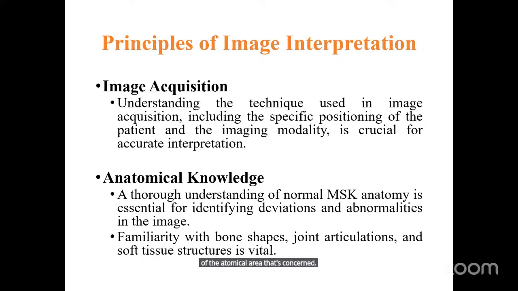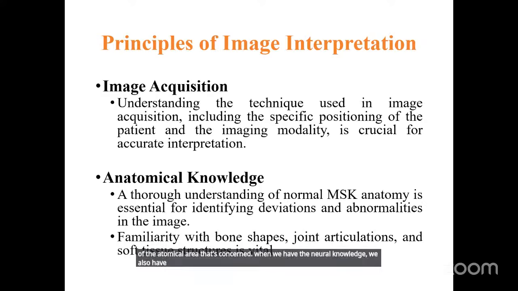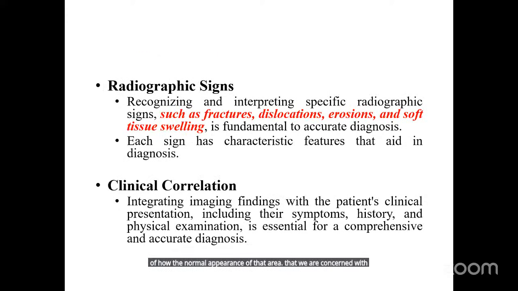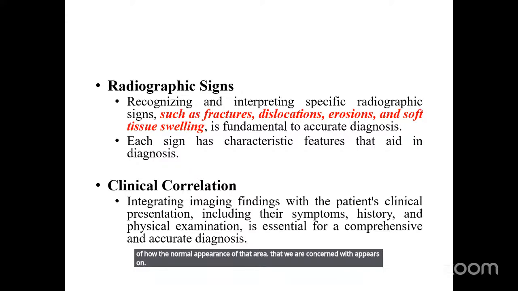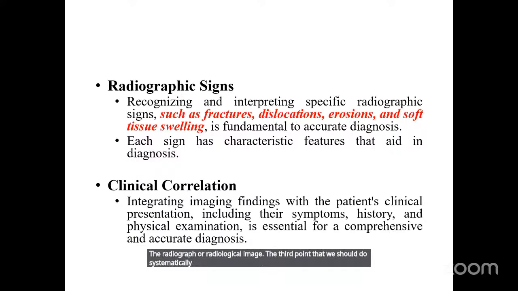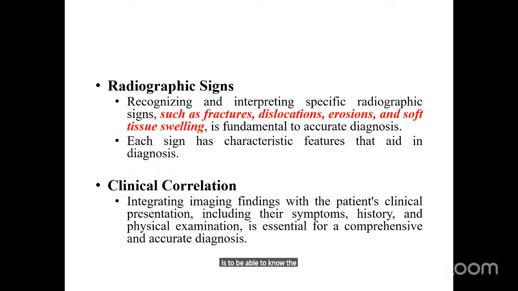Then, of course, we must have sound, up-to-date mental knowledge of the anatomical area that's concerned. When we have the anatomical knowledge, we also have the knowledge of how the normal appearance of that area appears on the radiograph or radiological image. The third point that we should do systematically in order to be able to interpret images is to know the radiographic signs.